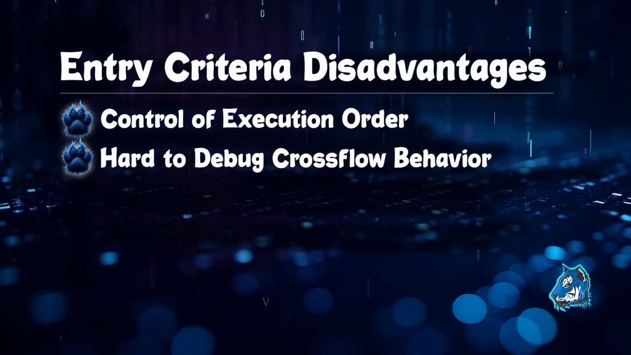It's harder to debug cross-flow behavior whenever we have multiple flows using entry criteria. Debugging becomes difficult if a record is being modified by multiple flows and we're unsure which flow made the change. You really have to go through the debug logs.